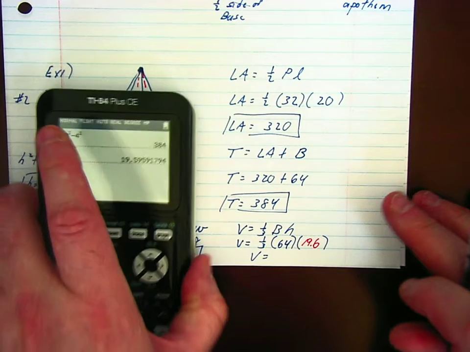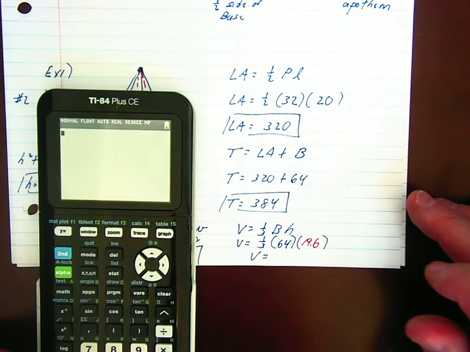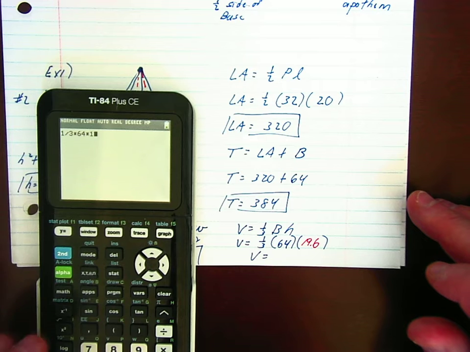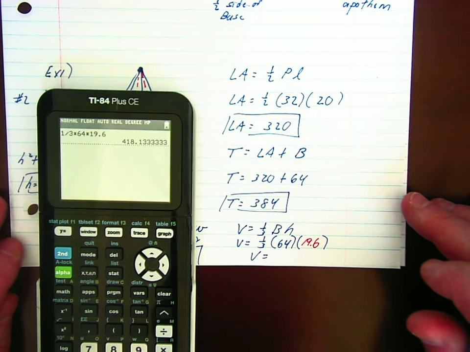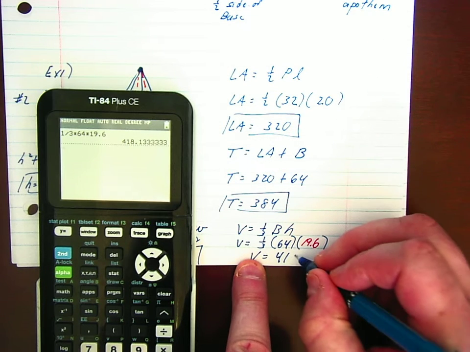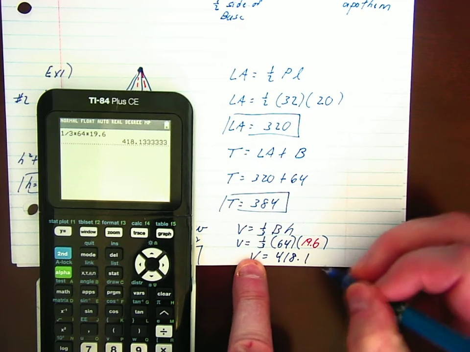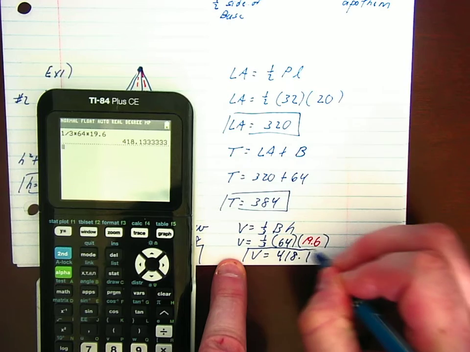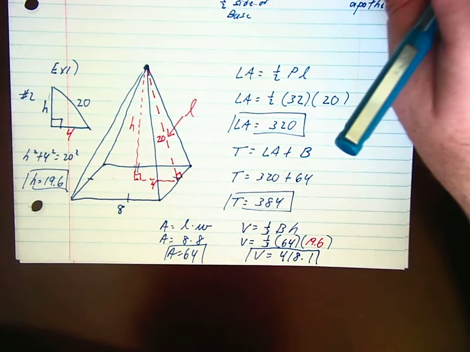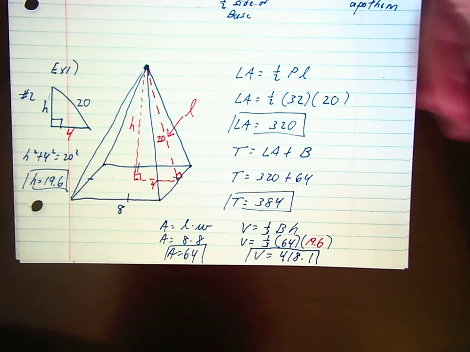So be careful with that 1/3 again. Remember, we're just going to do 1 divided by 3 for 1/3. 1/3 times 64 times 19.6. And we got 418.1. Final answer. And there you go. So that's our first example. That's an easier one because I gave you L.